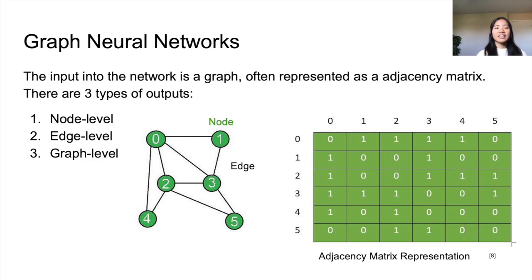And finally, the last type of output is a graph level output. This is usually a single value that will relate to the graph as a whole. This is really useful when you want to generate completely new graphs and want to compare different graphs to each other.